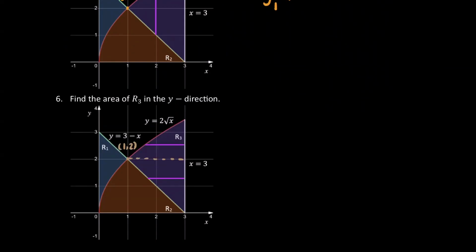Okay, so remember that this one, x is 3 minus y, and this one, x is y squared over 4, because we have to do it in terms of y. So area is the bottom portion going from bottom up. That goes from 0 to 2. Function to the right minus function to the left.